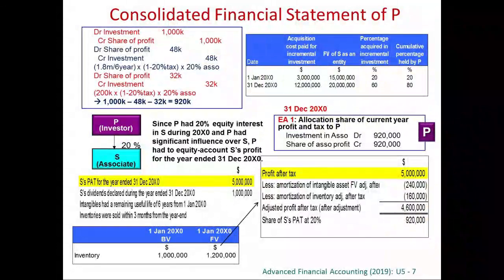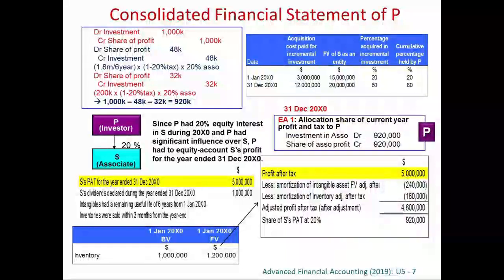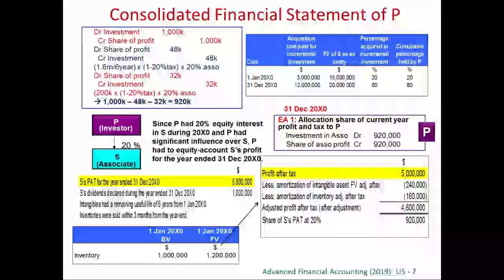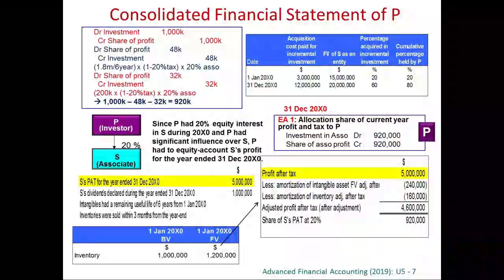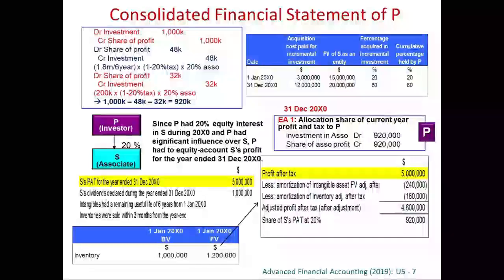So that's why someone may combine the 3 journal entries into one. If you combine the 3 journal entries into one, you may debit investment in associate 920, and credit share of profit of associate 920. But if you combine them into one, make sure that you do the analysis in detail, right? So you must show why you have got this 920, right? But personally, I prefer to do the adjustments one by one. It will be clearer, right? One by one.